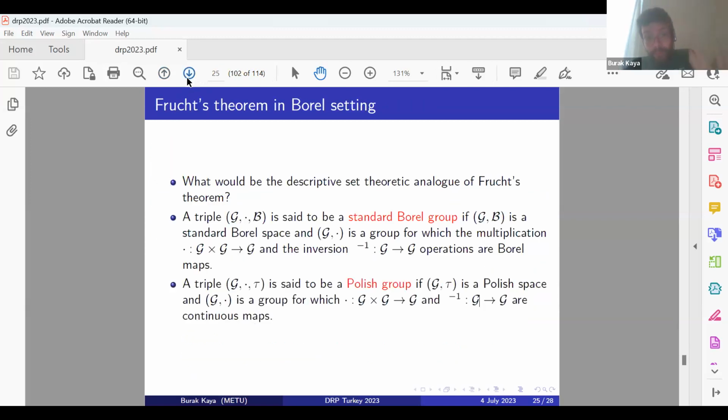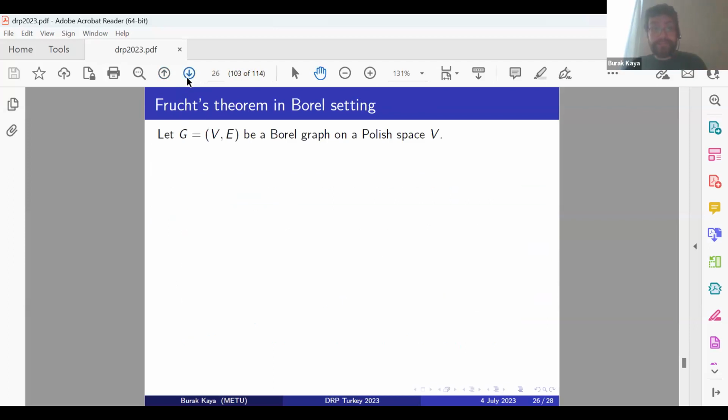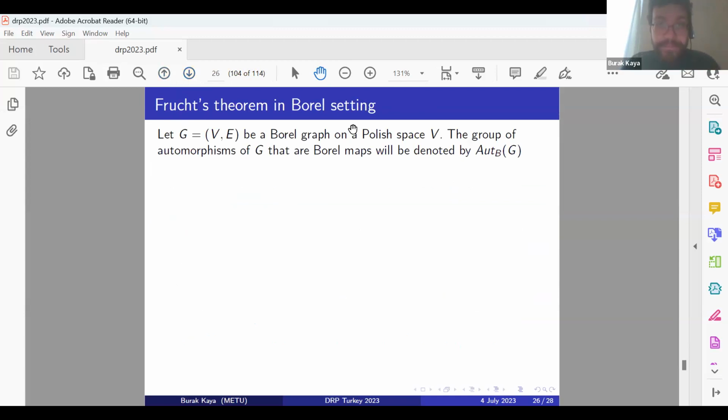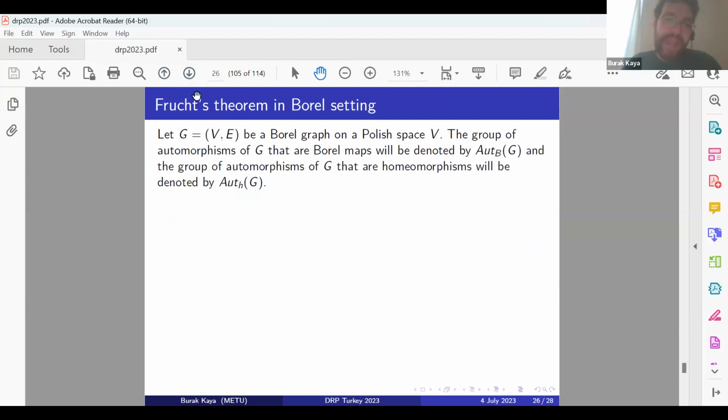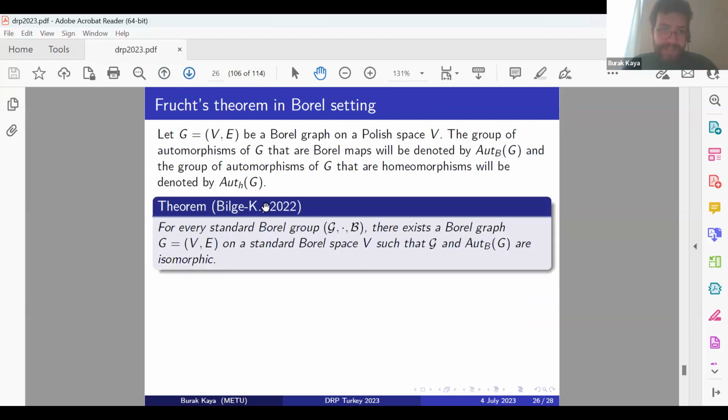And then when you do that, you can actually generalize this. Now, start with a Borel graph, denote the automorphisms that are Borel maps by Aut_B, and denote the automorphisms that are homeomorphisms by Aut_H, okay? Honor Bilge is my master student. We proved the following. If you start with a standard Borel group, there exists a Borel graph on a standard Borel space such that this group and the Borel automorphism group are isomorphic, okay? So Frucht's theorem actually does generalize.